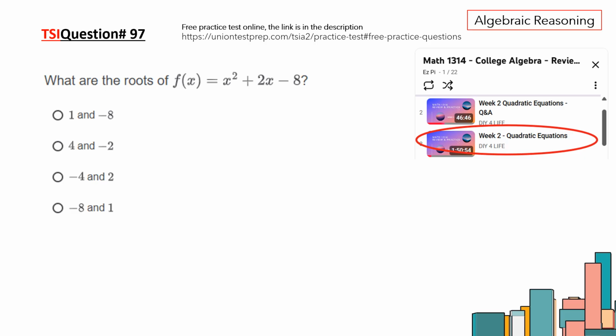What are the roots of f of x equals x squared plus 2x minus 8? When we read the question, we know this one is a quadratic equation. To find the root, we set this equal to 0. So you want to review ax squared plus bx plus c equals 0, how to solve quadratic equations, in the playlist Math 1314 week 2, the second video.